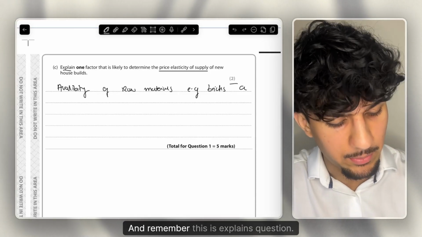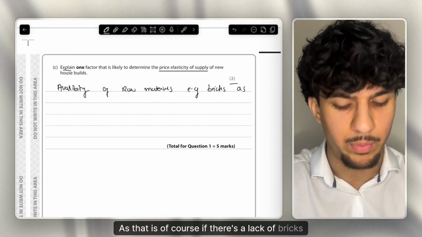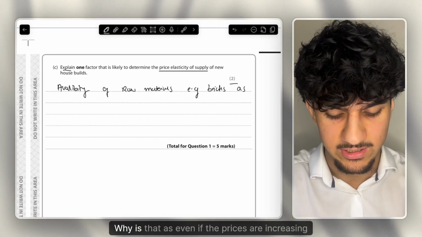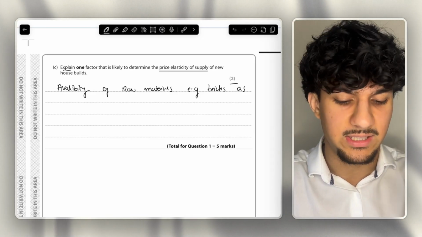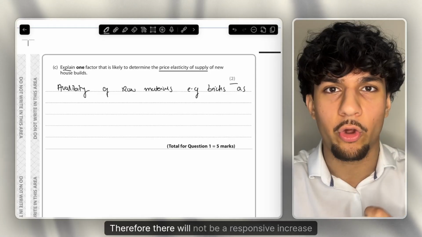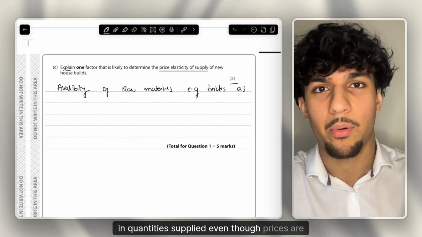And why is that? Remember, this is an explain question, so why is that? If there's a lack of bricks, how is it going to affect supply? It's going to mean the supply is inelastic. Why is that? Even if the prices of houses are increasing, if there's a lack of supply of bricks, builders literally cannot build houses. Therefore, there will not be a responsive increase in quantity supplied, even though prices are increasing.